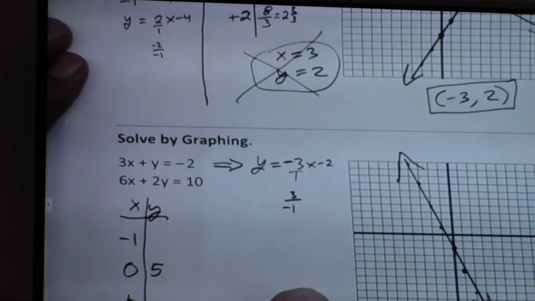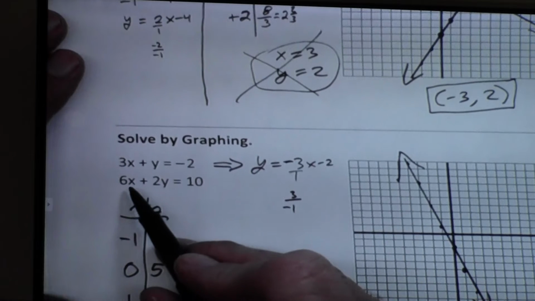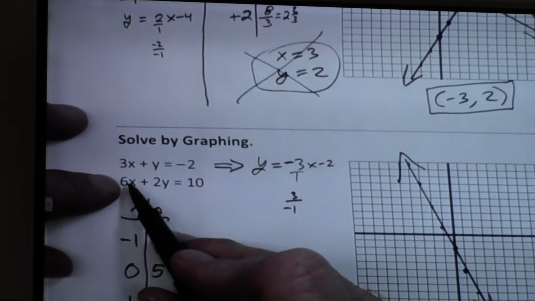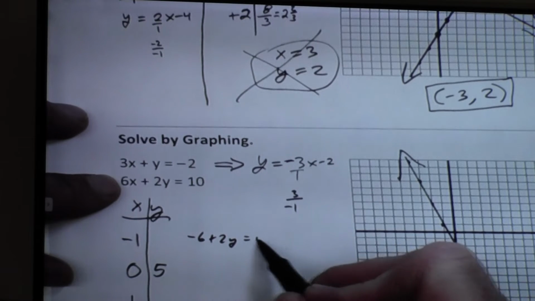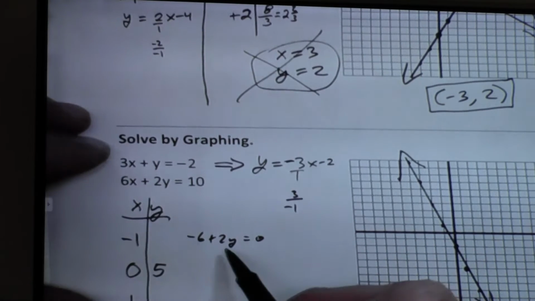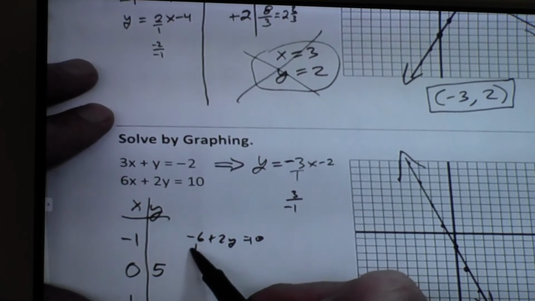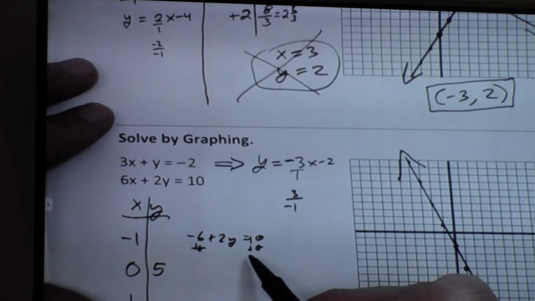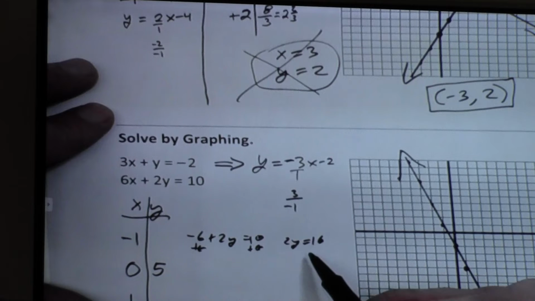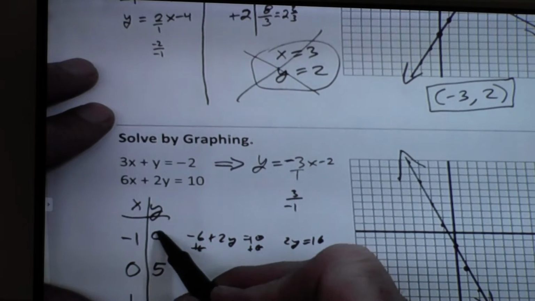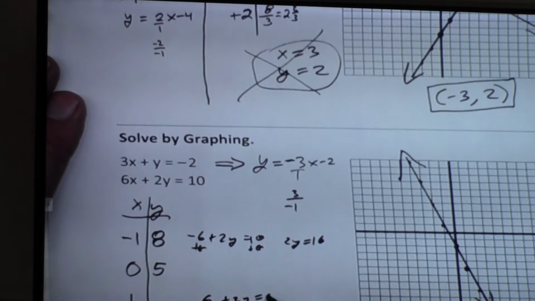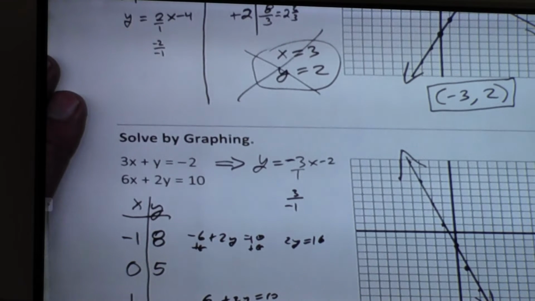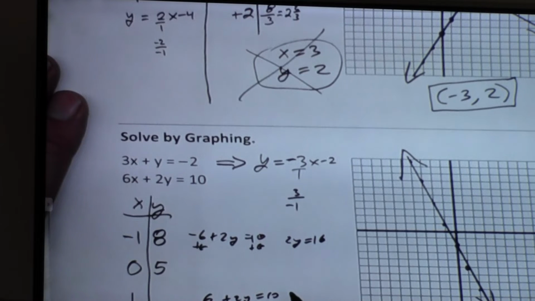So let's do -1 and 1 this time. If I put -1 in here, that makes -6. Oh, I'll do it this way. That's -6 plus 2y is equal to 10 because of -1 times 6. And then I'll add 6 to both sides. So I get 2y is equal to 16. When I divide by 2, I'm going to get an 8 here. And if I put 1 in there, I get 6 plus 2y is equal to 10. Subtract 6 and I get 2y is equal to 4. So when I divide by 2, I get 2.